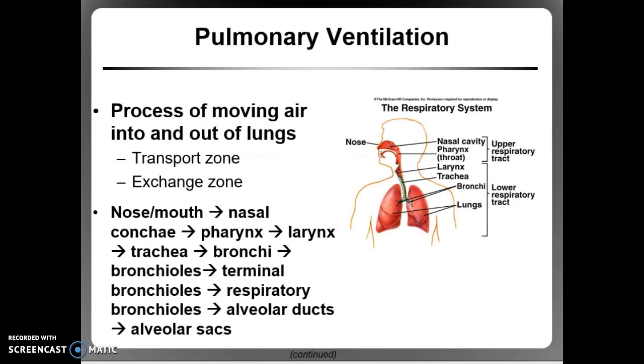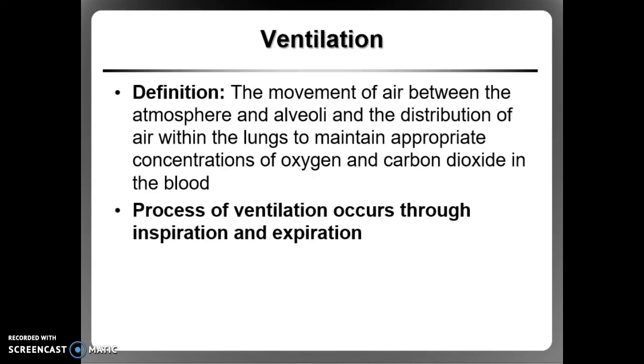So for the process of moving air into and out of the lungs, we have this transport zone and then the exchange zone. Think of the transport zone as the upper area where we're warming, humidifying, and clearing out some of the bad stuff within the air that could possibly hurt the alveoli. And then the exchange zone, where we get to the alveolar sacs and gas exchange occurs.